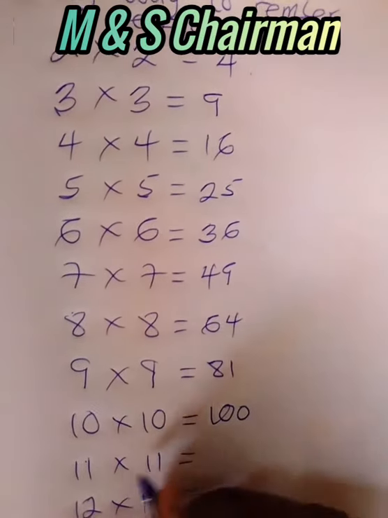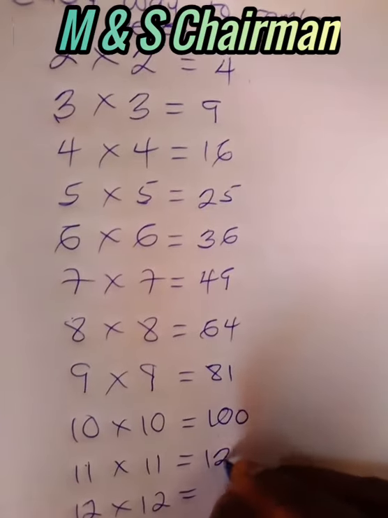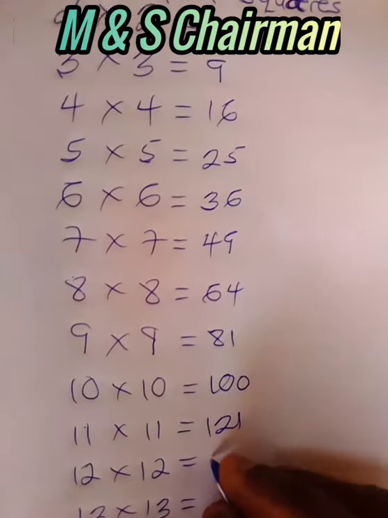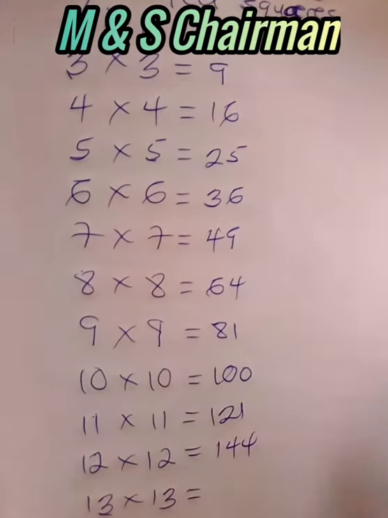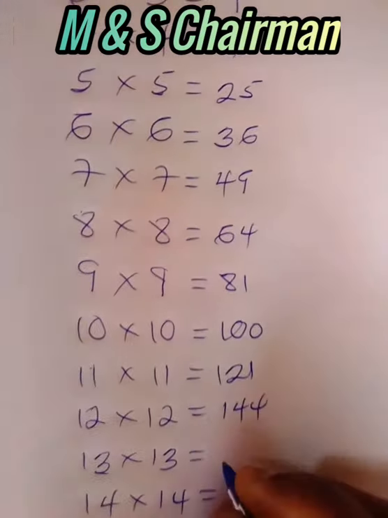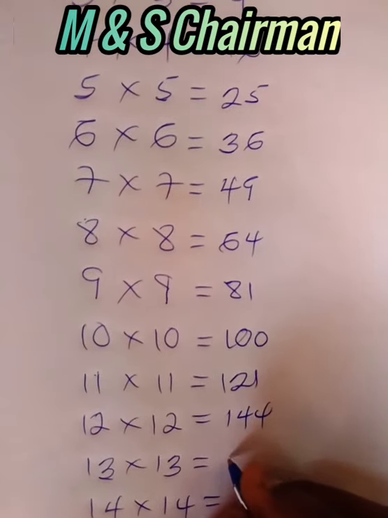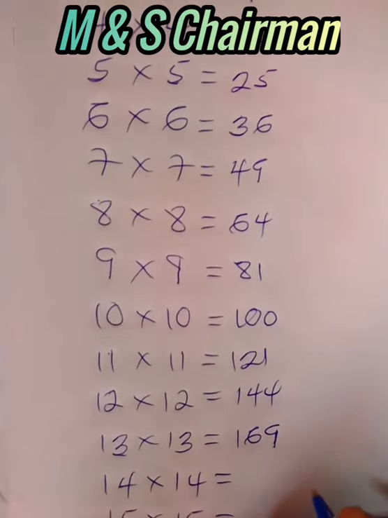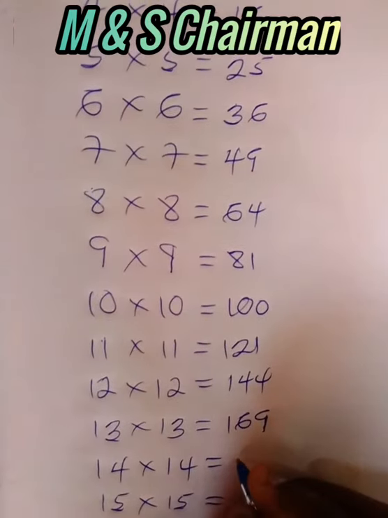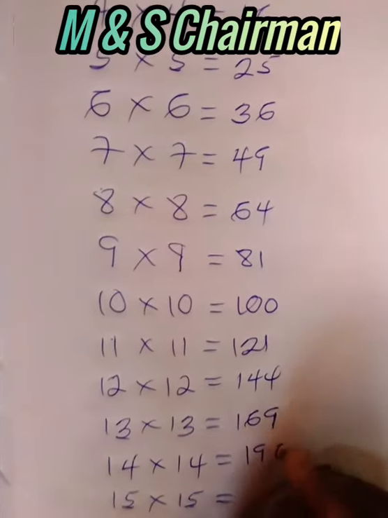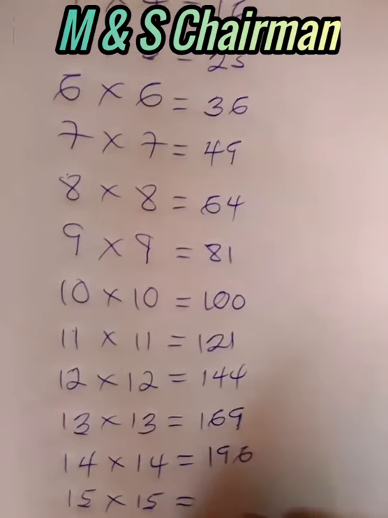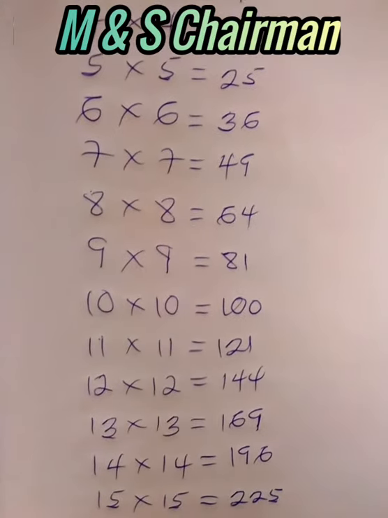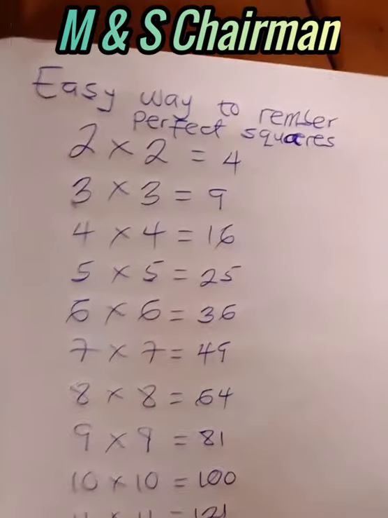Then you come to 11 by 11, which will give you 121, which is also a perfect square. When you come to 12, it will give you 144, a perfect square. When you come to 13, it will give you 169, which is also a perfect square. 14 will give you 196, also a perfect square. When you come to 15, 225, which is also a perfect square.